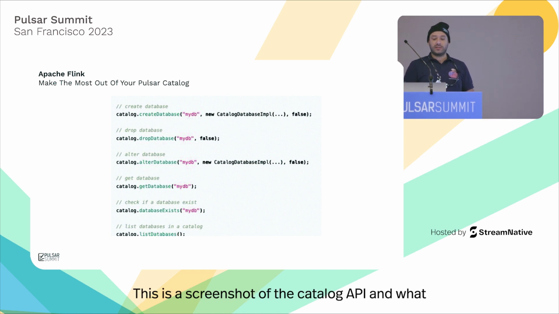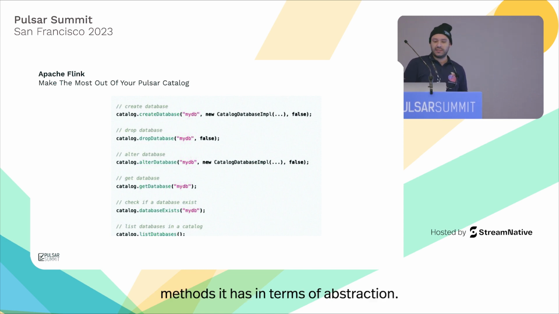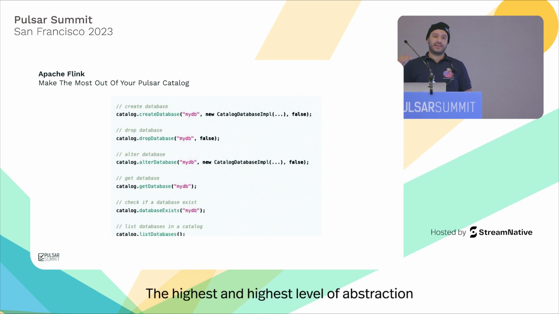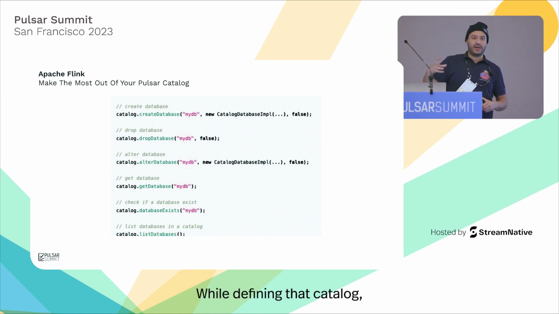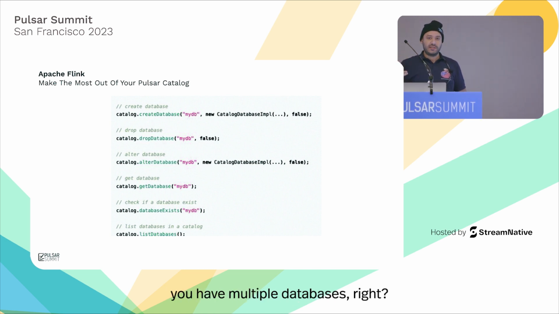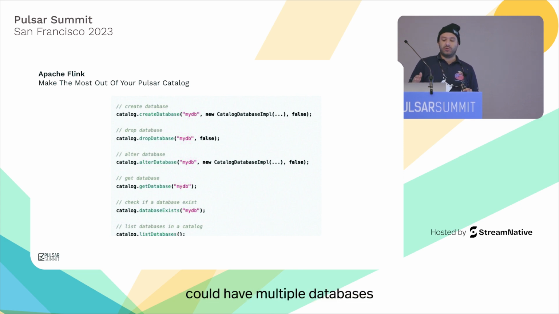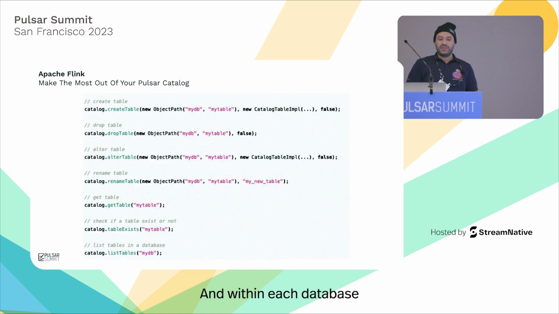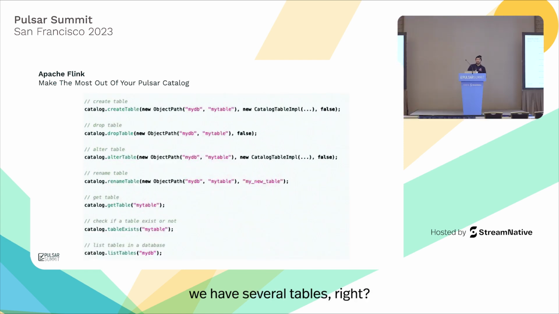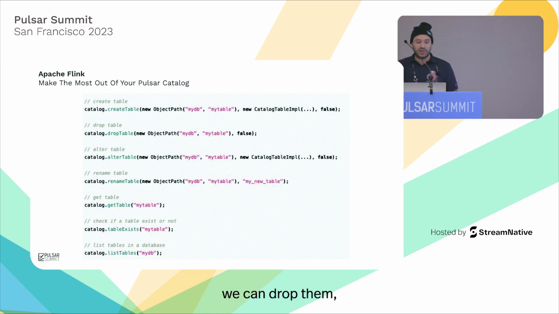This is a screenshot of the Catalog API and what methods it has. In terms of abstraction, the highest level of abstraction in Flink Catalog is the database. While defining a catalog, you have multiple databases. One catalog could have multiple databases where you can create, drop, alter, and list databases. And within each database, we have several tables. We have the table abstraction. So as well as the databases, we can create tables, we can drop them, we can alter them, we can rename them.